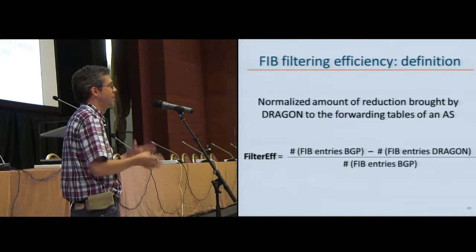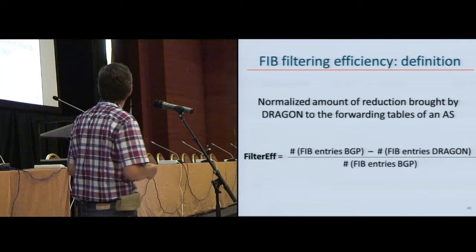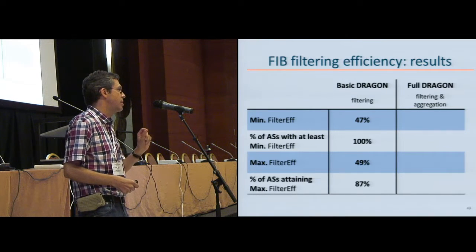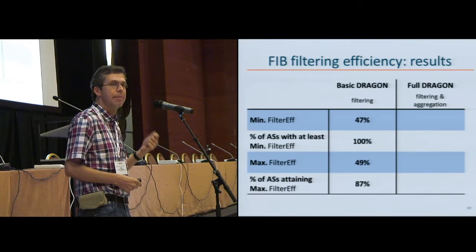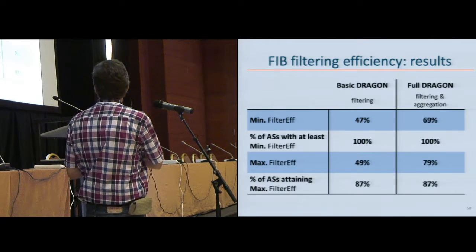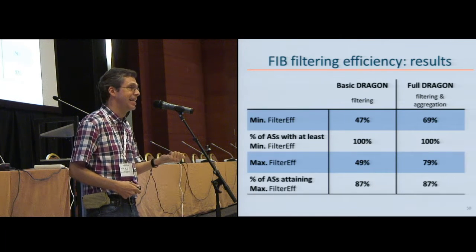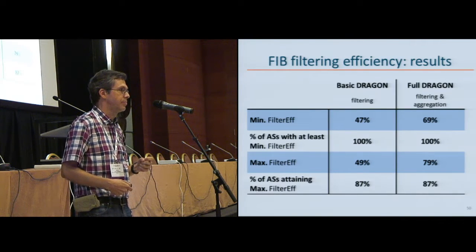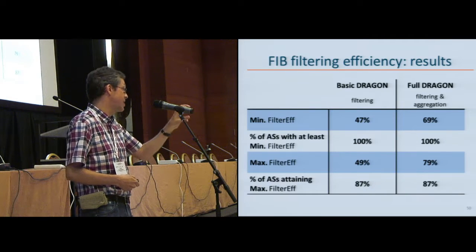Again, there are many metrics that we have, even in the paper. We just selected here the normalized amount of reduction brought by Dragon to the forwarding tables of the ASs, so the FIB efficiency, let's say. Basic Dragon just consists of the filtering strategy such that every AS can filter at least 47% of the prefixes. And 87% of the ASs can reach the maximum filtering efficiency of 49%. If you put aggregation prefixes on top of that, then every AS can filter at least 69%. And 87% of the ASs, again, the number is the same, have a filtering efficiency of, I'm sorry, of 79%. So 87% of the ASs have a filtering efficiency of 79%. That's what I meant.